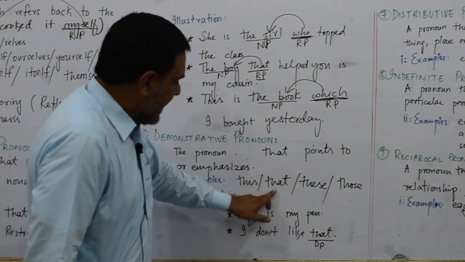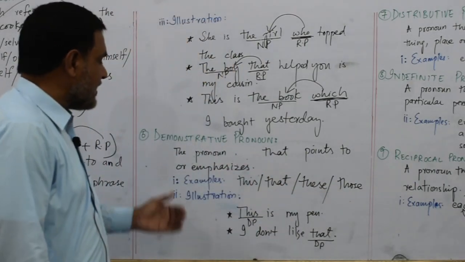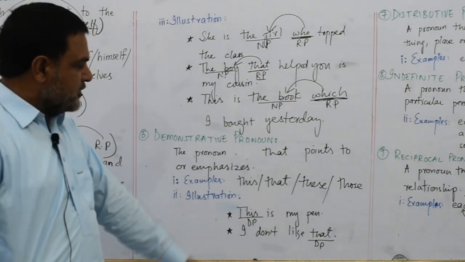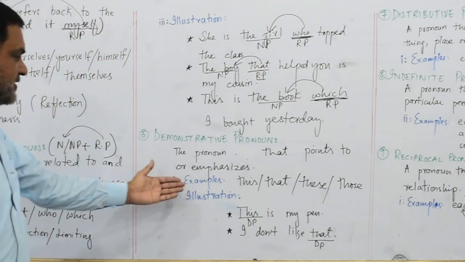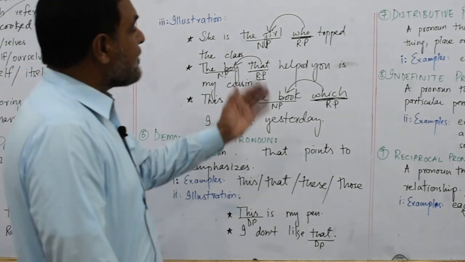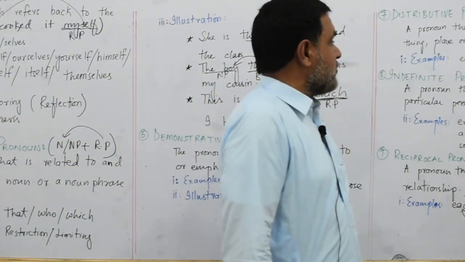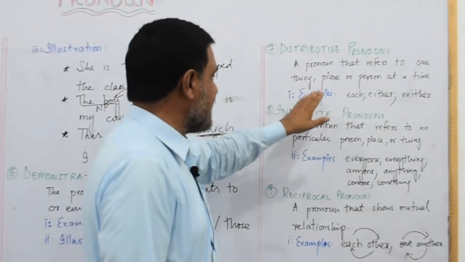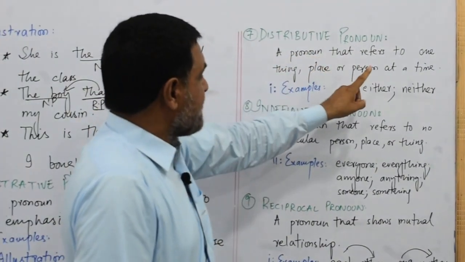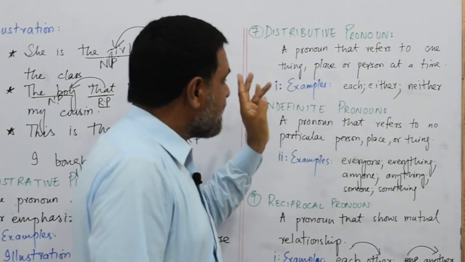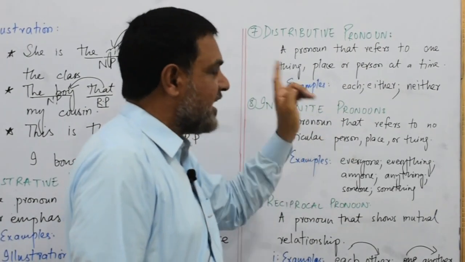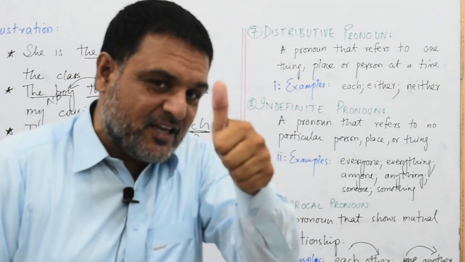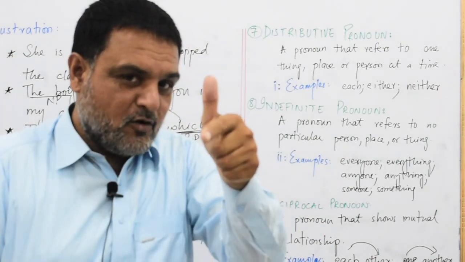So this, that, these, those are or can be used as demonstrative pronouns if they point to or emphasize. So this is a demonstrative pronoun. Let's come towards the distributive pronoun. What is a distributive pronoun? As the definition is given, a pronoun that refers to one thing, one place, or one person at a time. A distributive pronoun always refers to one thing, one person, or one place.